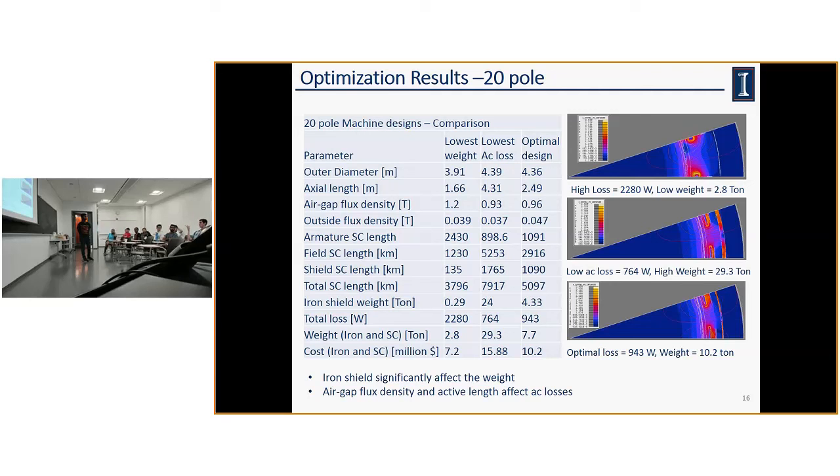Did you say that in the optimal design there's both shield coils and iron shield? Yeah. So why is there both types of shielding and not just one?